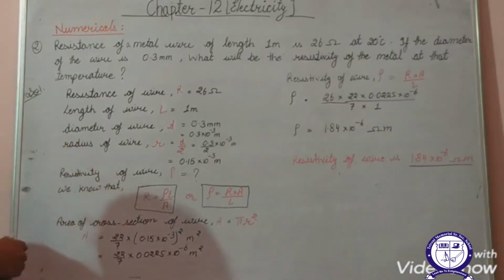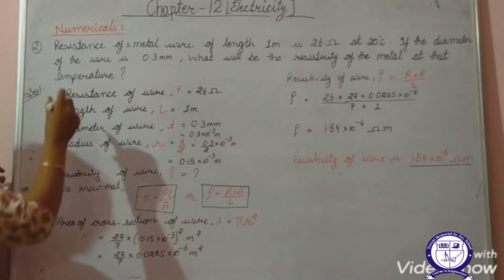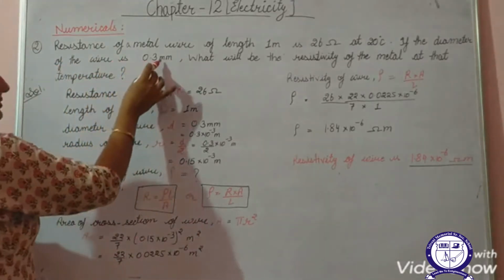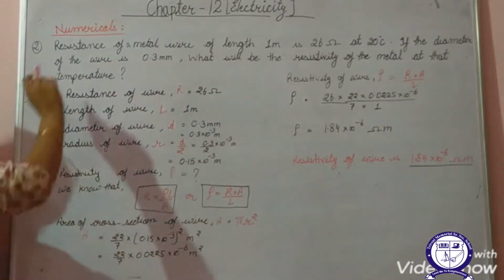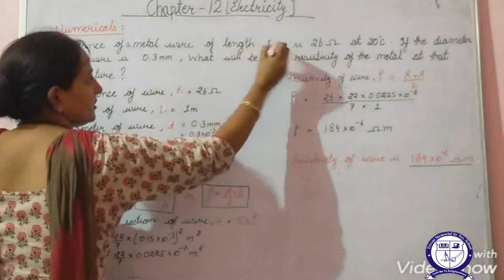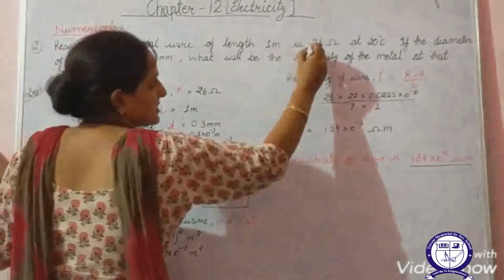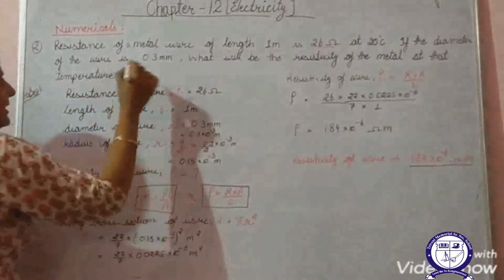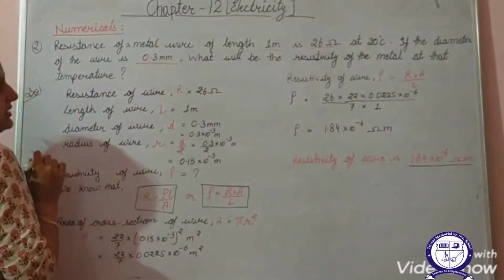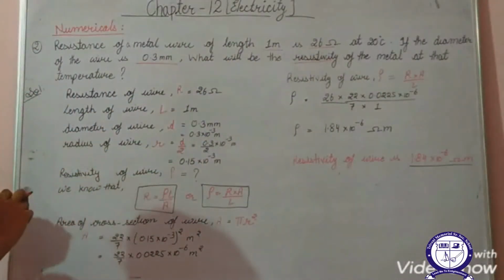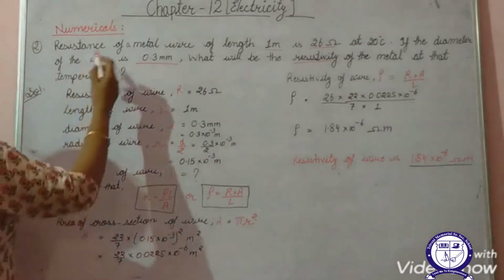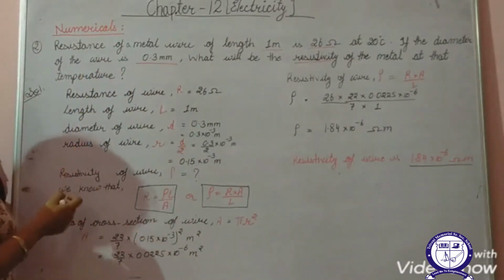Now the next numerical is: the resistance of a metal wire of length 1 meter is 26 ohm at 20 degrees Celsius. If the diameter of the wire is 0.3 millimeter, what will be the resistivity of the metal at that temperature? Here in this question, we are given the length of the wire, which is 1 meter, the resistance of the wire is 26 ohm, and the diameter of the wire is 0.3 millimeter, and we have to calculate the resistivity of the metal at that temperature. Now, first of all, we'll write what is given in the statement of the numerical.